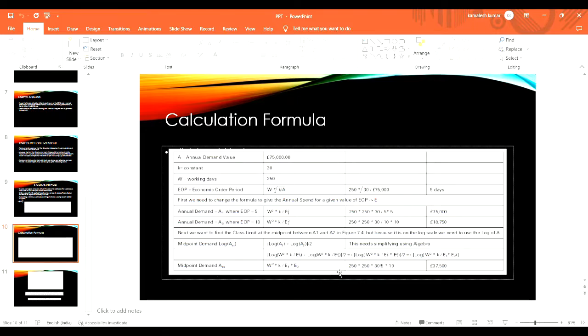Okay, on simplification, we'll get 250 into 250 into 30 by 5 into 10. On calculation, we get 37,500. This calculation is important. We will be reviewing it again when we go with the Excel, so please remember this one. Okay, so this is about the midpoint demand.